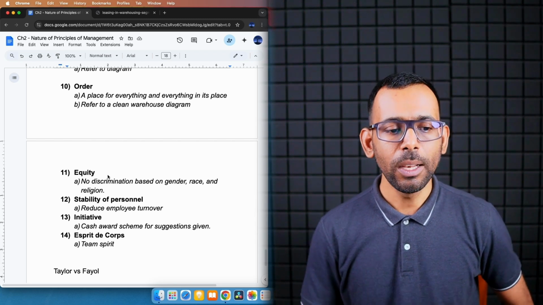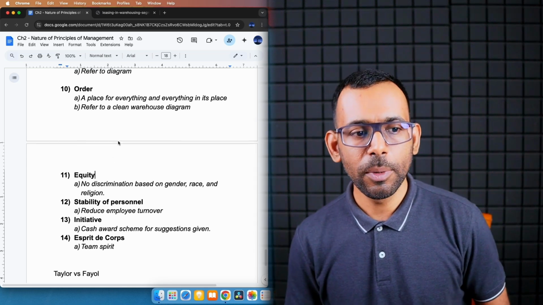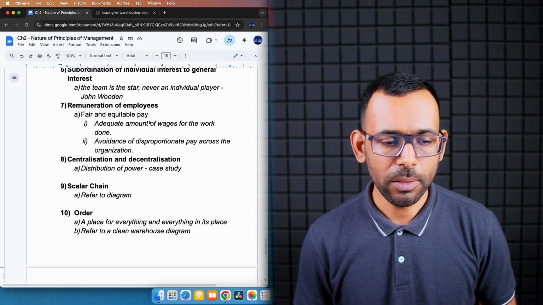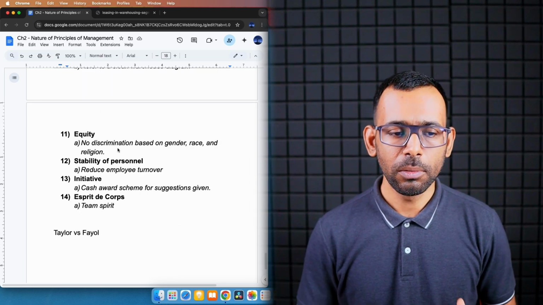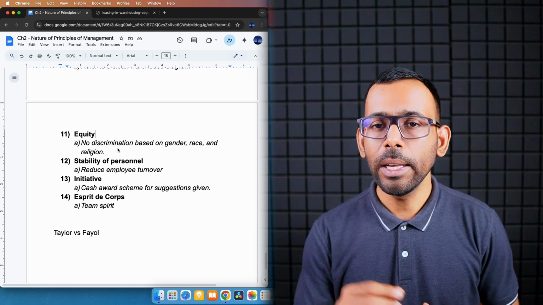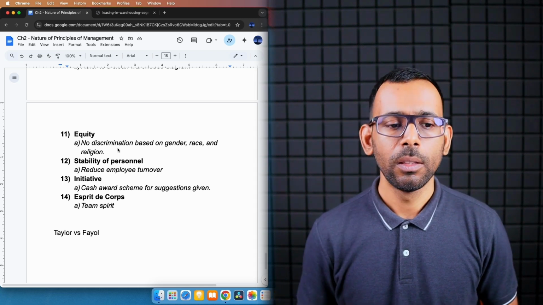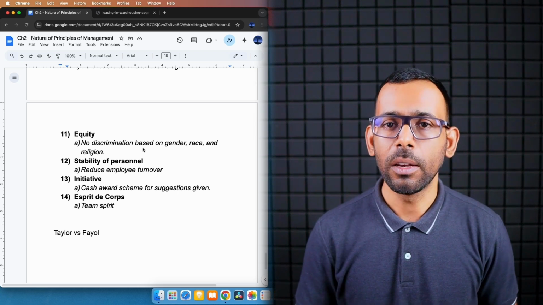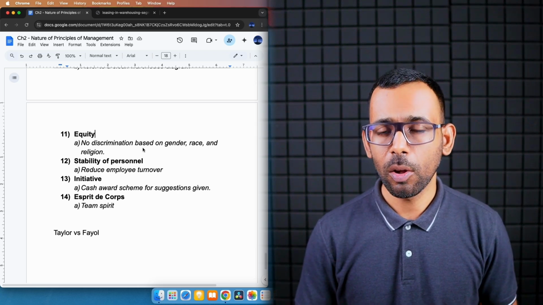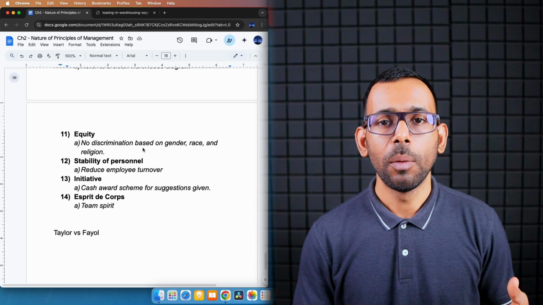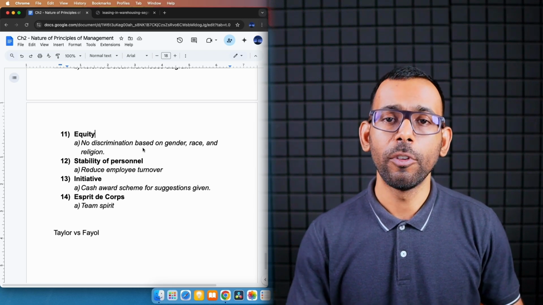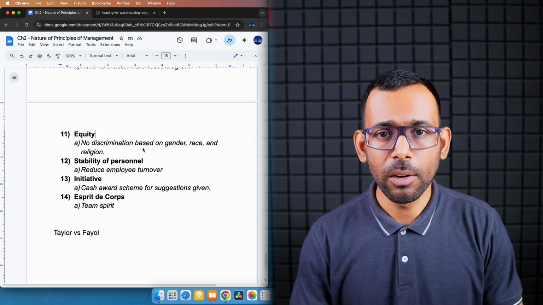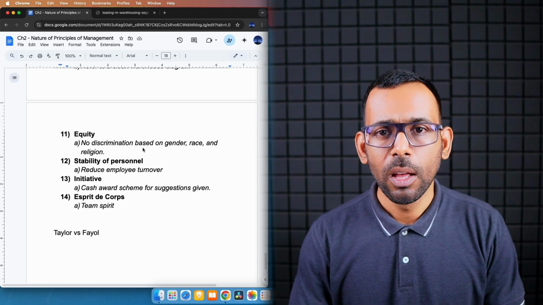Let's go to 11th principle, equity. This is pretty similar to remuneration of employees, what we saw here, fair and equitable pay, isn't it? This equity aspect in management is about treating every employee equally, which means there should not be any discrimination based on gender, race, and religion. We might have already come across examples of racism, people being discriminated for their color, for their language, for their background. All those things we would have heard, right? Lots of books, lots of movies have come on this topic.